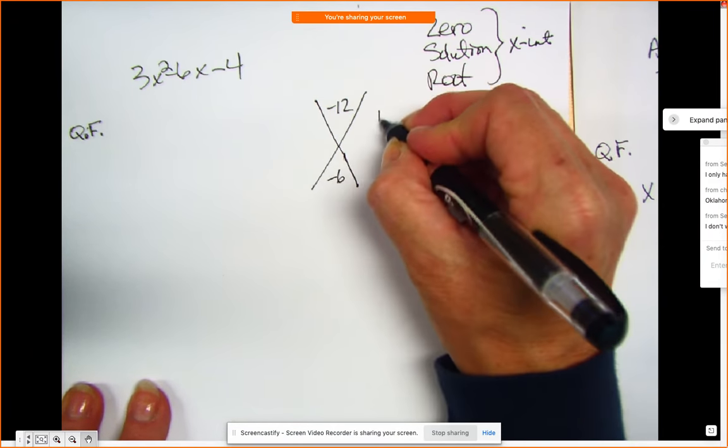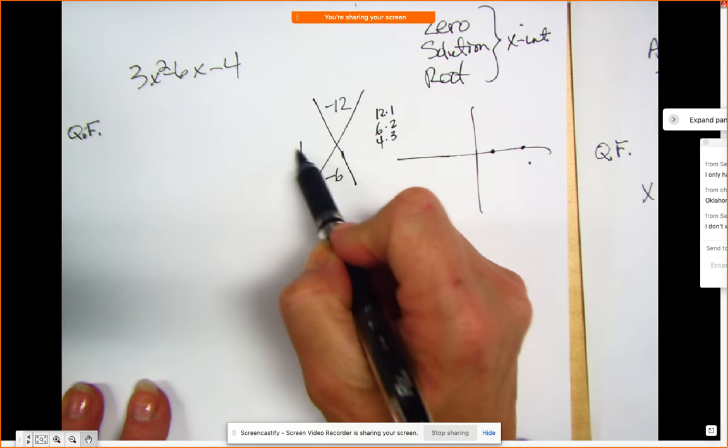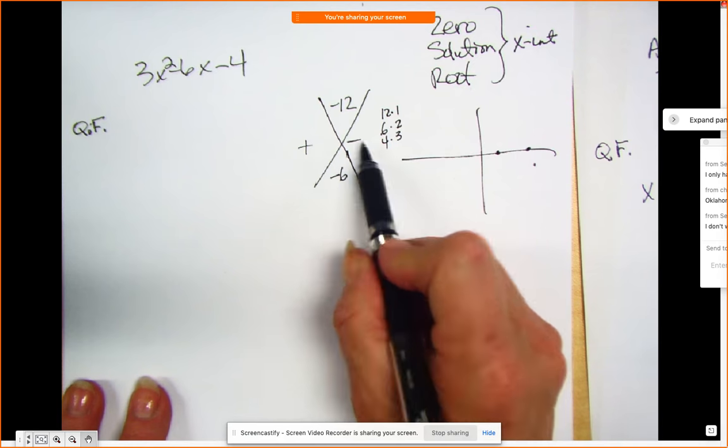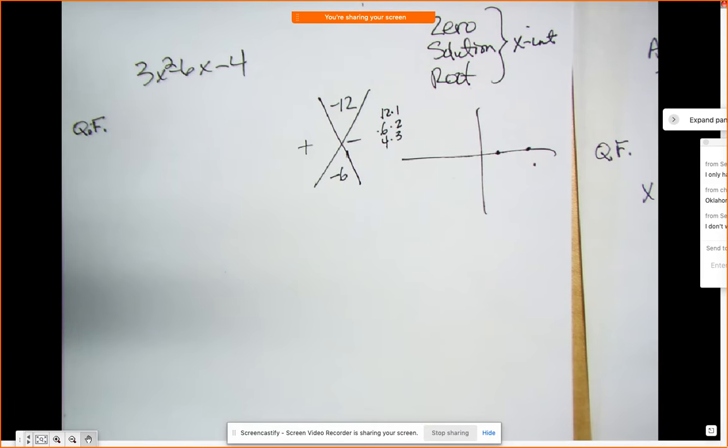Negative 6. Well, 12 times 1, 2 times 6, 3 times 4. These have to be different signs to get a negative up there. So the difference of my factors needs to be 6. Notice I don't have any factors that fall in that category. Okay, so that's why we need the quadratic formula.